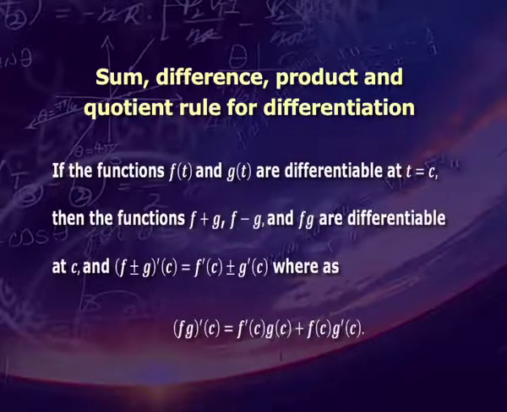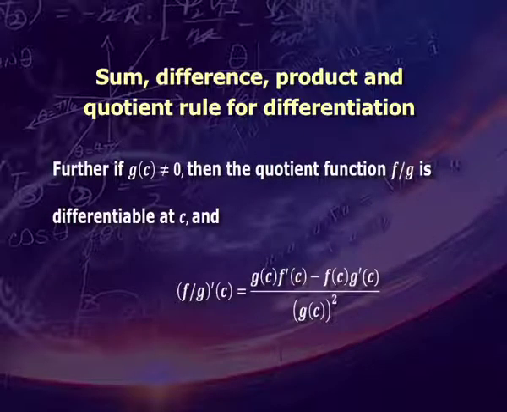If the functions f(t) and g(t) are differentiable at t = c, then the functions f + g, f − g and fg are differentiable at c, and (f ± g)'(c) is equal to f'(c) ± g'(c), whereas (fg)'(c) is equal to f'(c) into g(c) plus f(c) into g'(c).